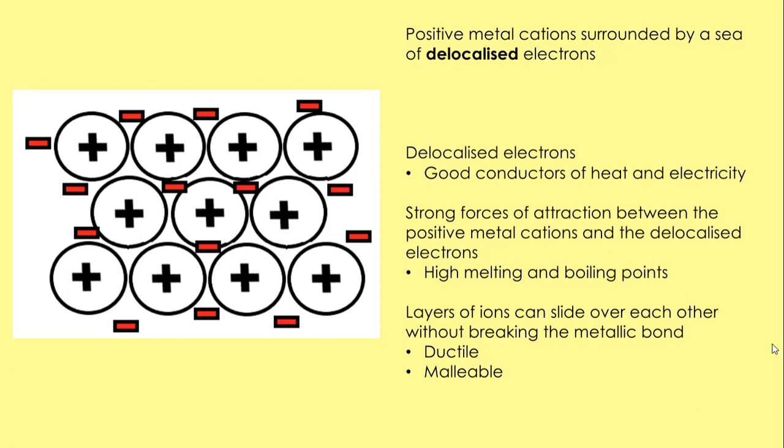You can see the cations are in nice, neat ordered rows. The attraction between those positive metal cations and the delocalized electrons is strong enough that the layers of ions can slide over each other without breaking that bond. That means that metals are ductile, which means they can be drawn into a long thin wire, and malleable, which means flexible.